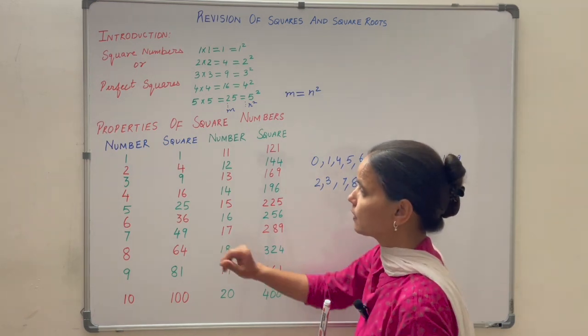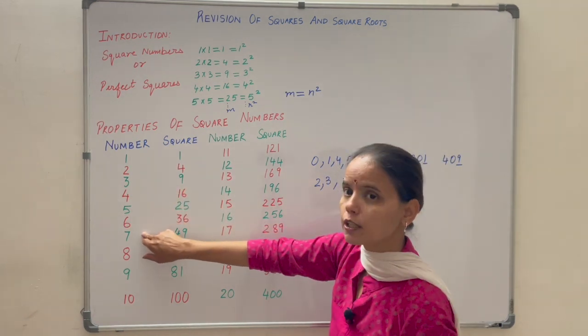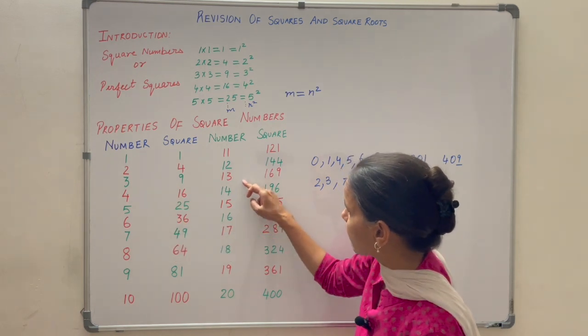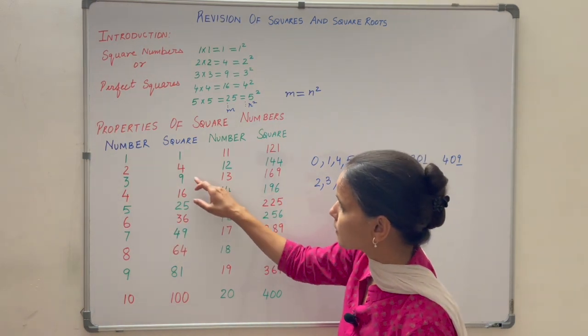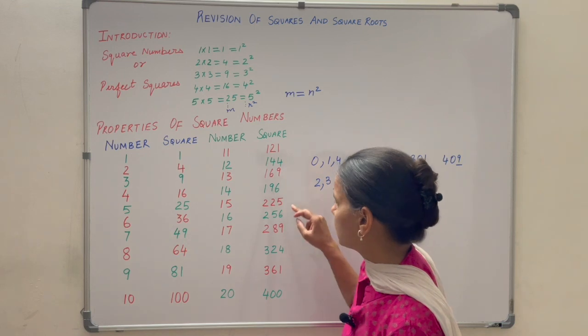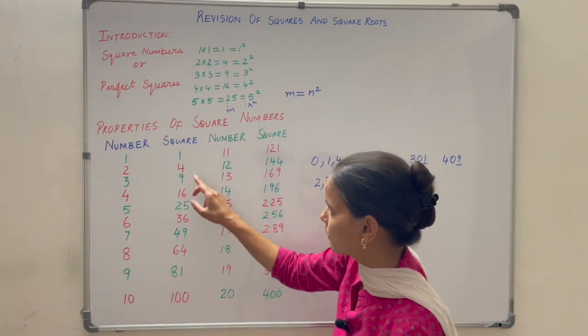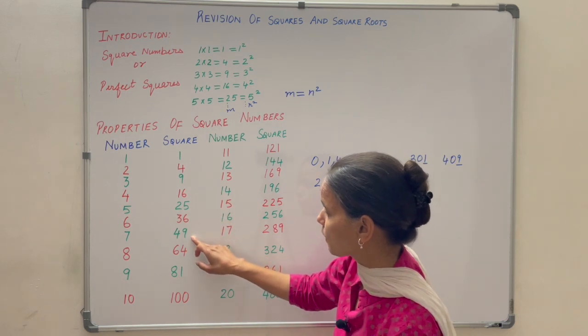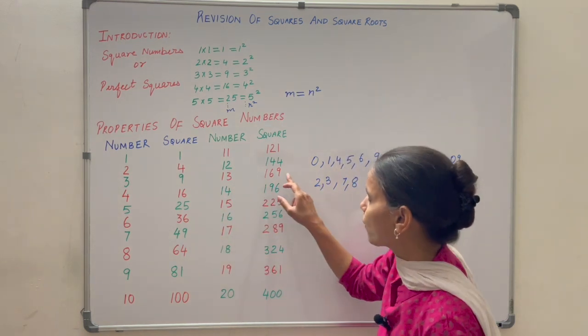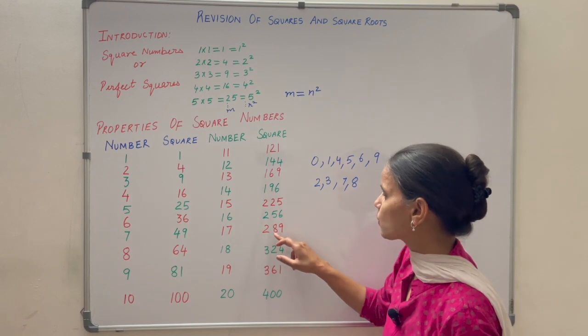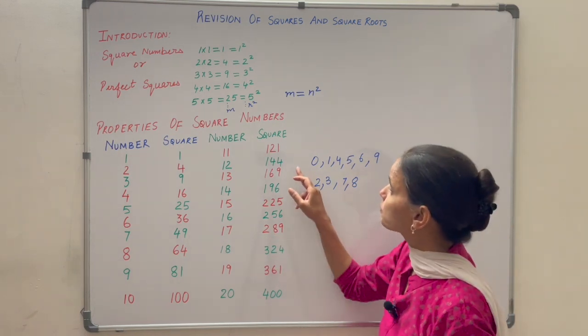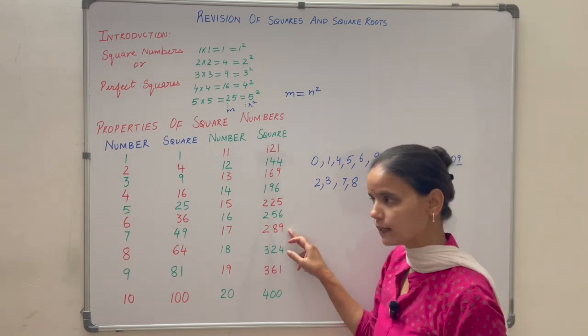Now let us take 3 and 7. If the number has 3 or 7 in the units place, then the square number ends with 9. 3 square is 9, 7 square is 49. You can see the perfect squares end with 9. 13 square is 169, 17 square is 289. The perfect square here ends with 9.